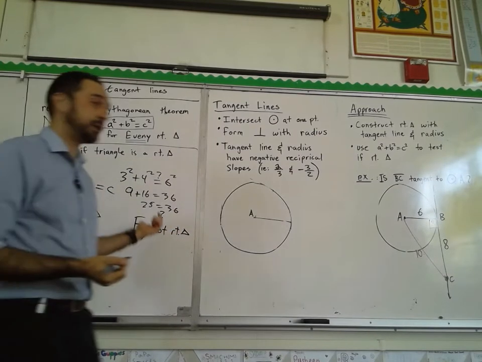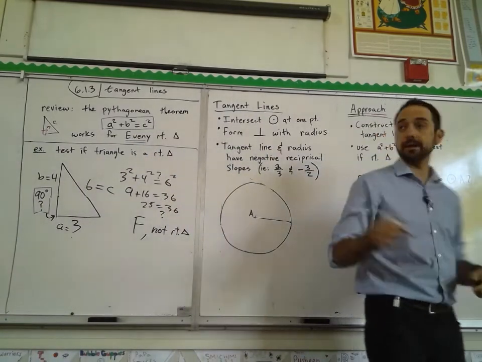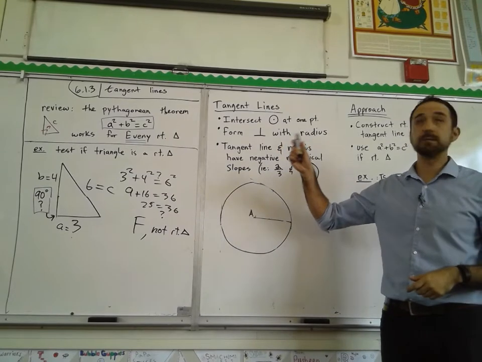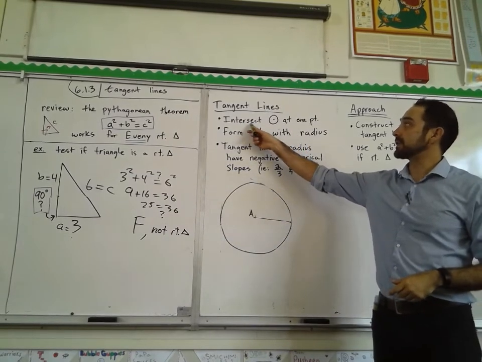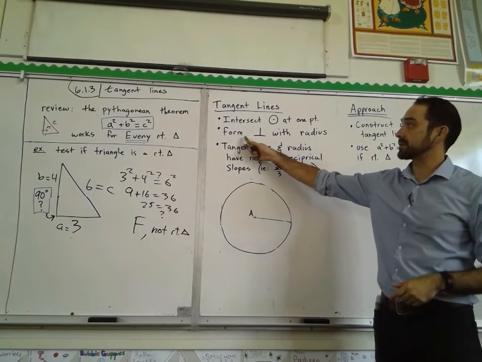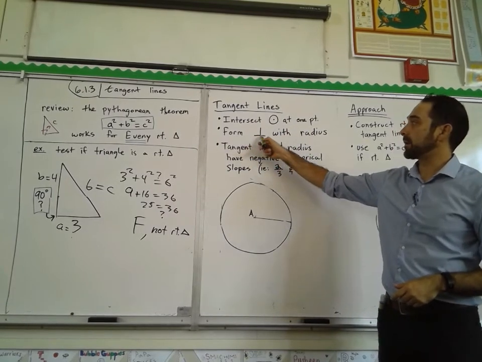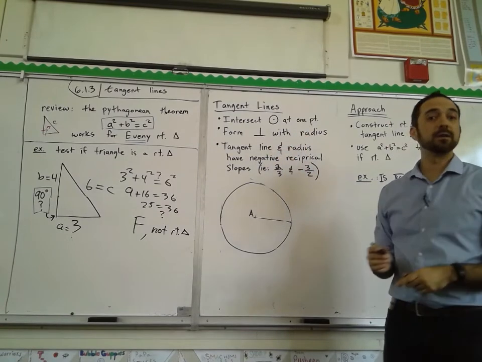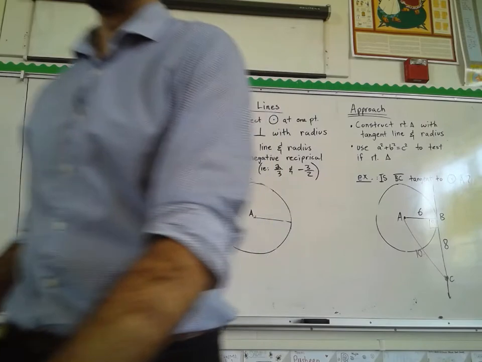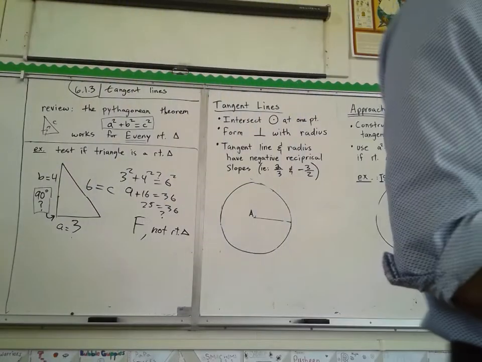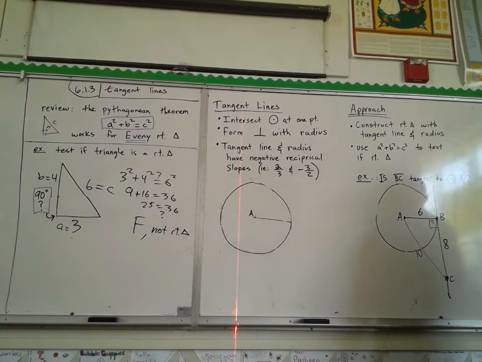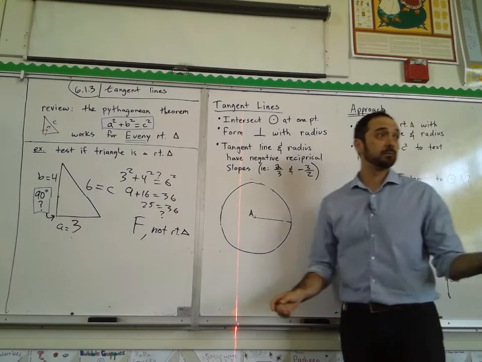We're going to learn the next step when we look at tangent lines. If it's false, then it's not a tangent line. The reason being is that tangent lines intersect at one point, and the second condition is the most important: it forms a perpendicular intersection with the radius. So it is 90 degrees with the radius. So let's look here. I have my laser. Is this a tangent line? Why not?